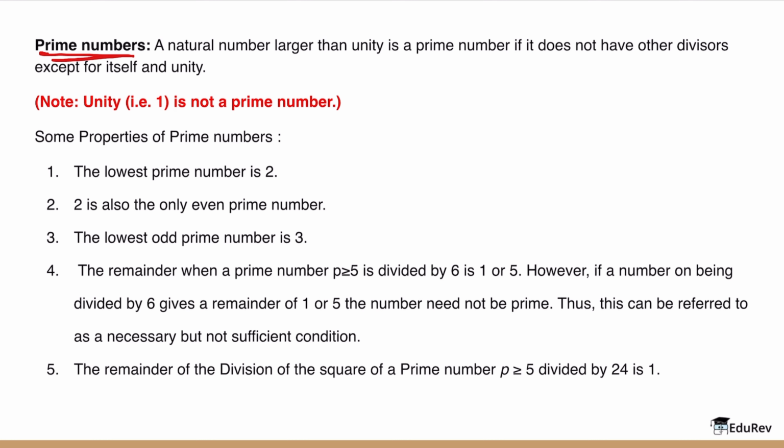So prime numbers. So what are prime numbers? A natural number that is larger than unity is a prime number if it does not have any divisor except for itself and unity. Now you know what prime numbers are, right? But the one most important thing which you need to actually underline here is that unity is not a prime number.